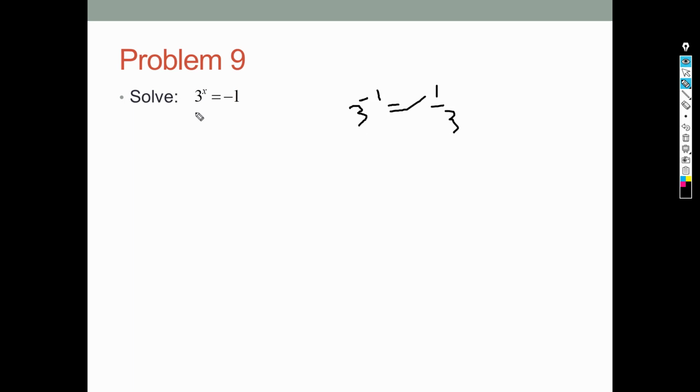Okay, so you can see there's no way we're going to get a negative number. This base here is positive. No matter what the x is, it's always going to come out positive. So this one has no solution. Cancel this. Go to the next one.